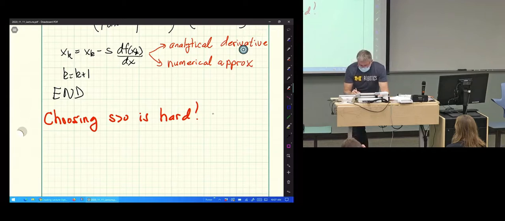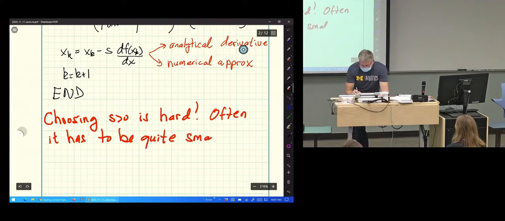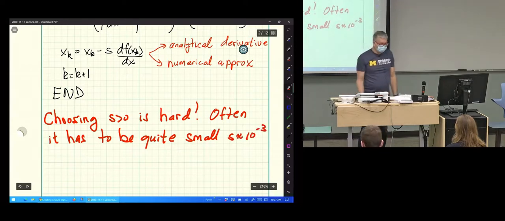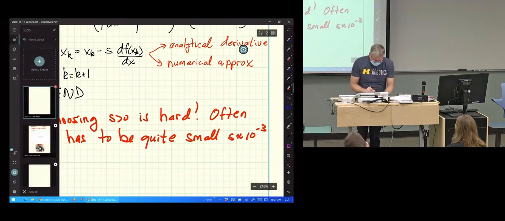Okay, so often it has to be quite small. So maybe you have S like 10 to the minus 3. Okay, so it's not uncommon to have to do something like that. Cool.